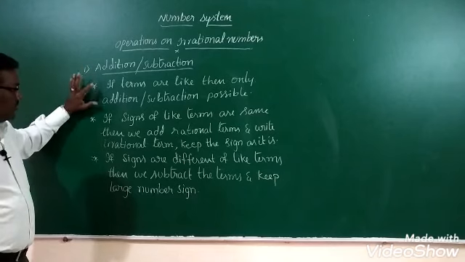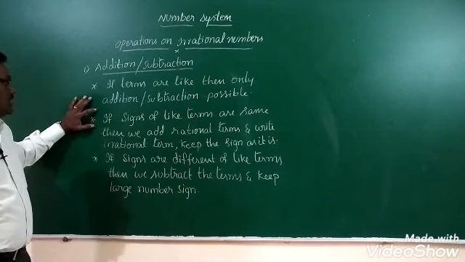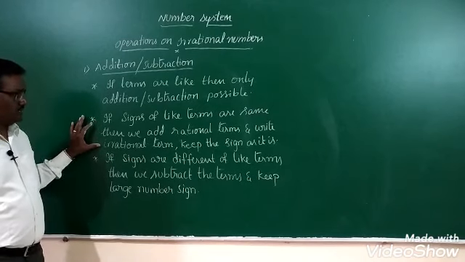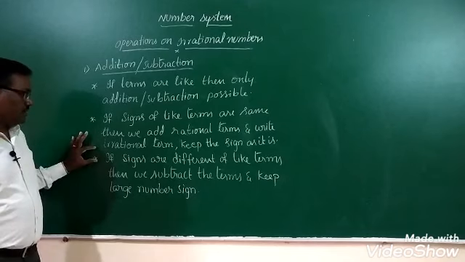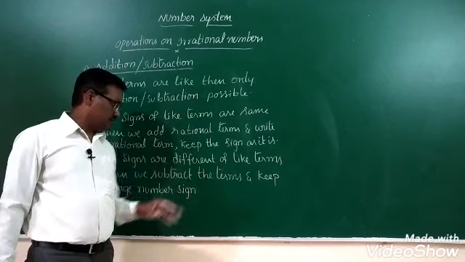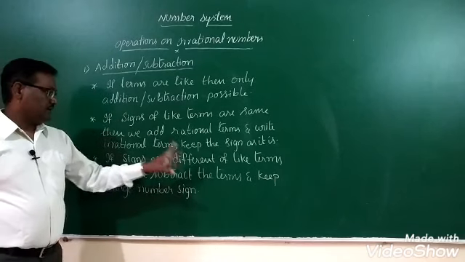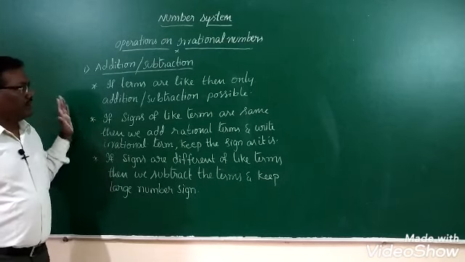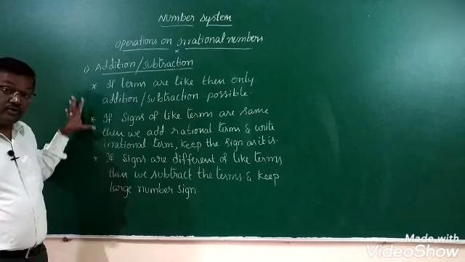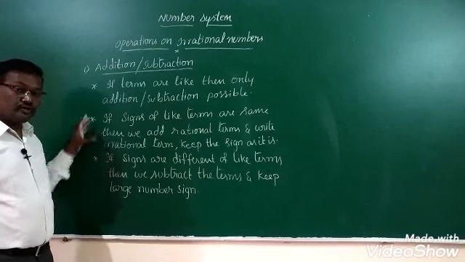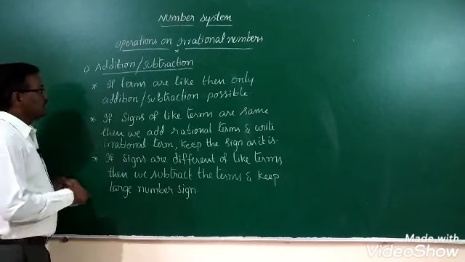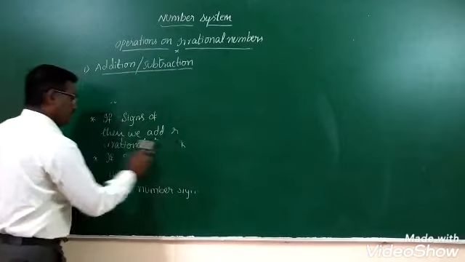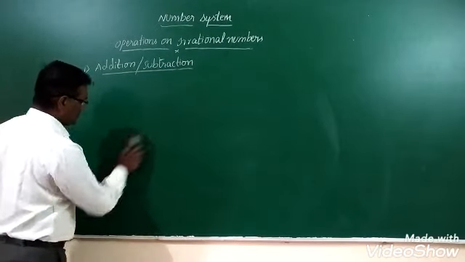If terms are like, then only addition or subtraction is possible. If signs of like terms are same, then we add rational terms and write irrational term and keep the sign as it is. If signs are different of like terms, then we subtract the terms and keep the large number sign. Yes, of course, for rational numbers also we have followed the same rule. We used to follow the same rule, right? Now, I am going to solve some problems based on the operations addition or subtraction.